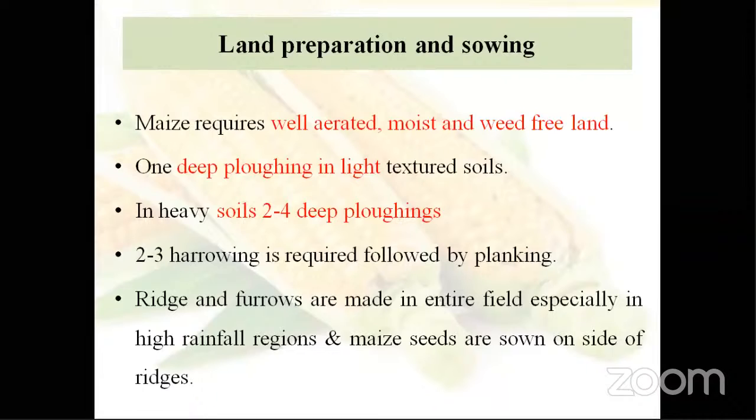Generally, in any crop, we suggest that once in every 3 years, especially in case of dry land, we go for deep summer tillage to avoid problems like weeds, for moisture conservation, soil inversion, and to avoid pest and disease problems. Here in case of maize, in light textured soil, one deep plowing we have to carry out. In heavy soils, 2 to 4 deep plowings are required, followed by 2 to 3 harrowings.